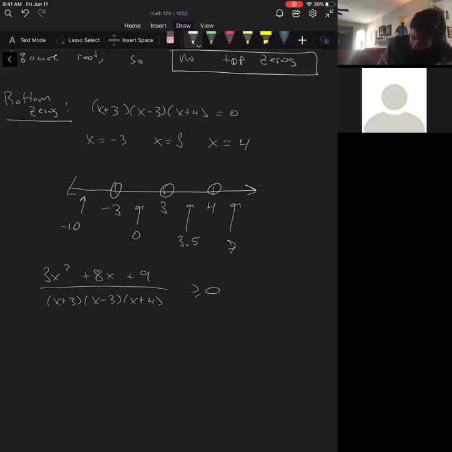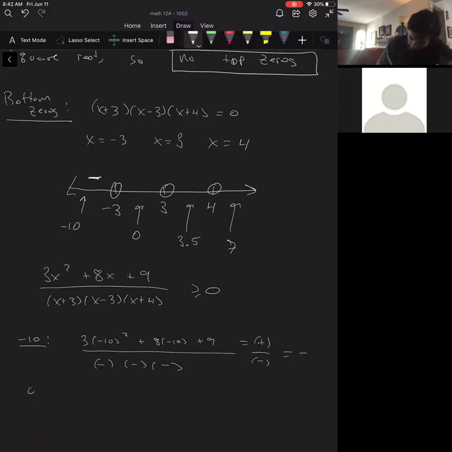So if we plug in minus 10, you can get a calculator and check this, but if we plug minus 10 into the top, like 3 times minus 10 squared plus 8 times minus 10 plus 9, this is going to be positive. And on the bottom, we will have negative, negative, and then negative. So the bottom is going to be negative. So overall, this is going to be a minus part.